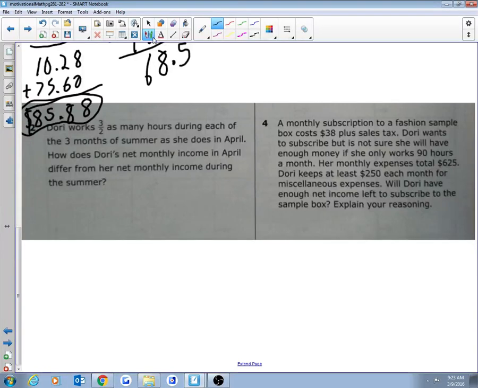Dory works 3/2 as many hours during each of the 3 months of summer as she does in April. How does Dory's net monthly income in April differ from her net monthly income during the summer? Wow, they're asking for net monthly income. Net is after taxes, after deductions. So we've got a lot of work to do.